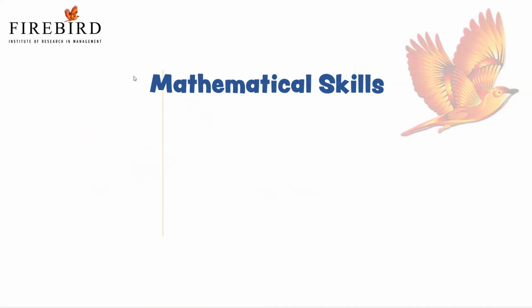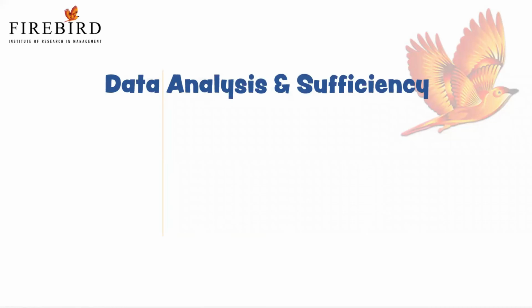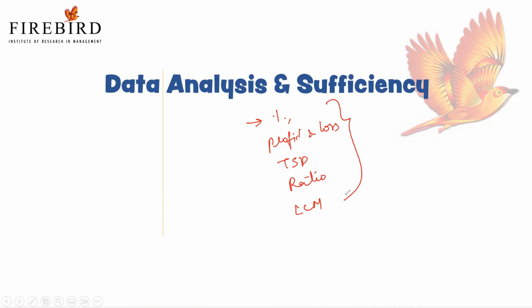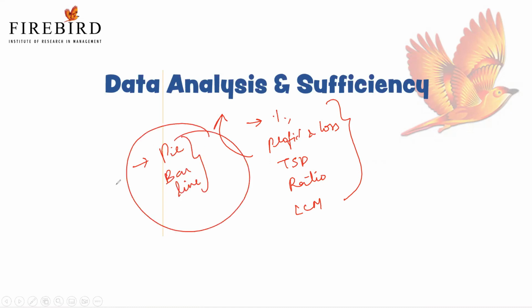And next is data analysis and sufficiency. For data analysis and sufficiency, it is very important to know concepts like percentage, profit and loss, time, speed and distance, ratio, LCM concepts. Only if you are thorough with these concepts can you attend data analysis and sufficiency easily. Just concentrate on the various types of graphs like pie chart, bar chart, and line graph. These three graphs we noticed in the September MAT 2022 exam, and also work on double graphs.